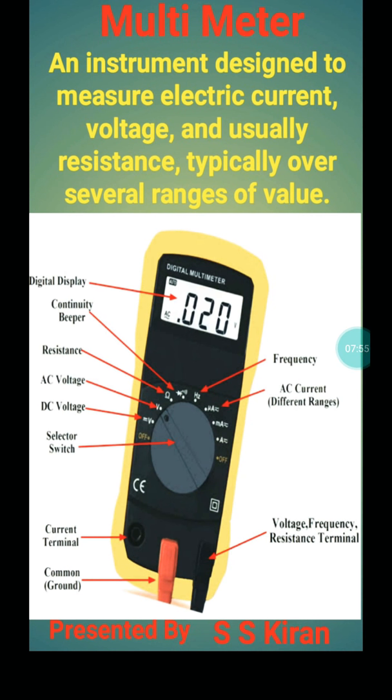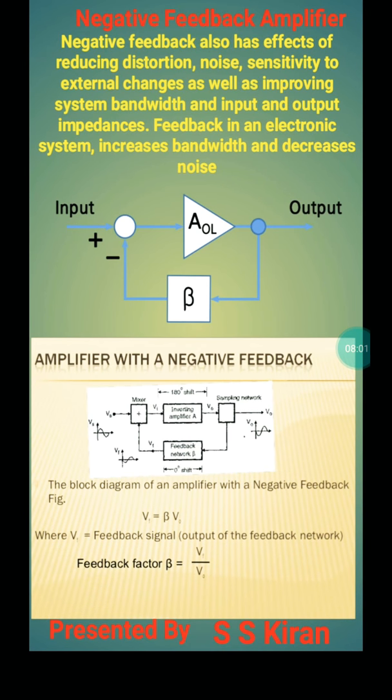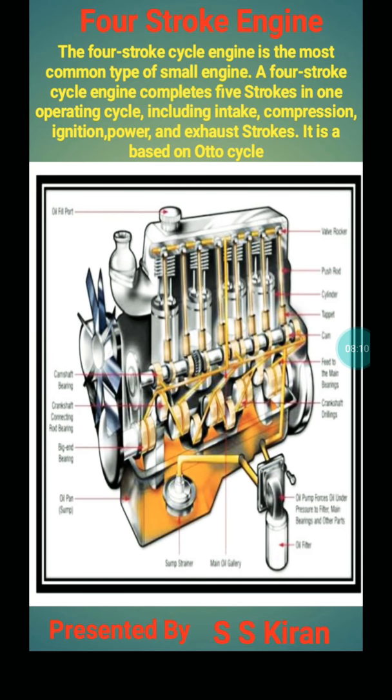What is the use of a multimeter? To measure voltage and resistance, typically over several ranges. Feedback amplifier: it is an electronic system that increases the bandwidth and decreases the noise. Four-stroke engine: this is based on the Otto cycle principle. This is the way questions are asked in our examinations.